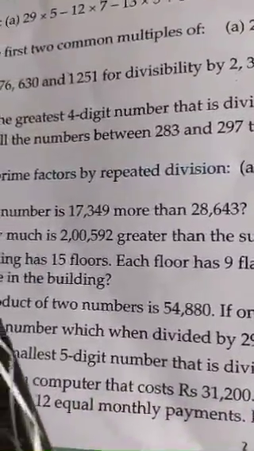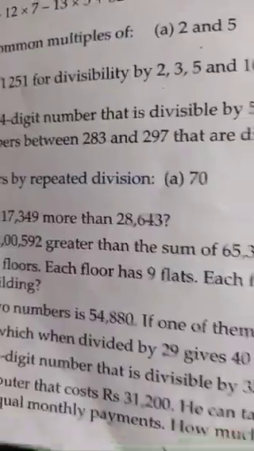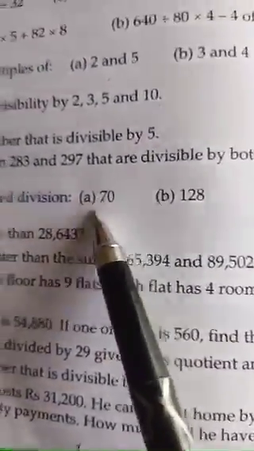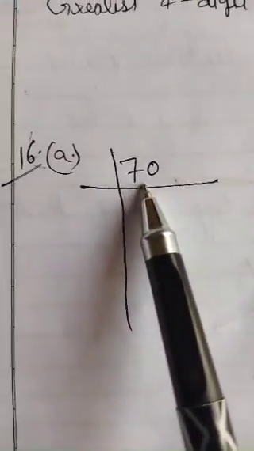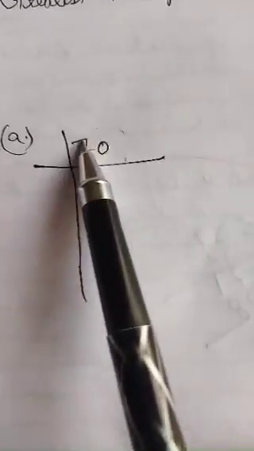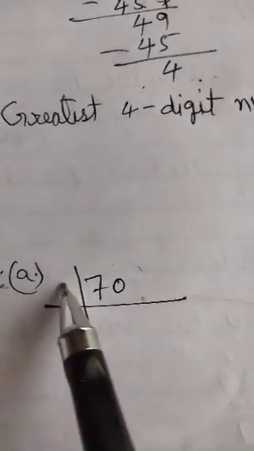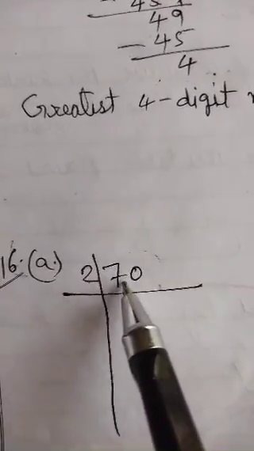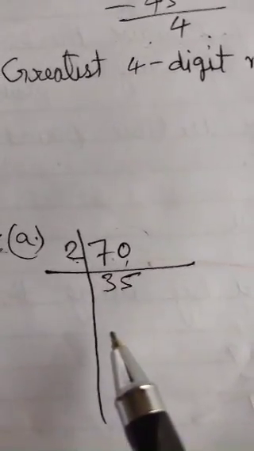Now coming on to 16. Find the prime factorization by repeated division. We have to find the prime factors of this number. How will we find them? We have to factorize this number in this way. Now we will see the least number which completely divides 70, and that is 2. So we will write here 2. Then after dividing this number by 2, we will get 35. That we will write here like this.